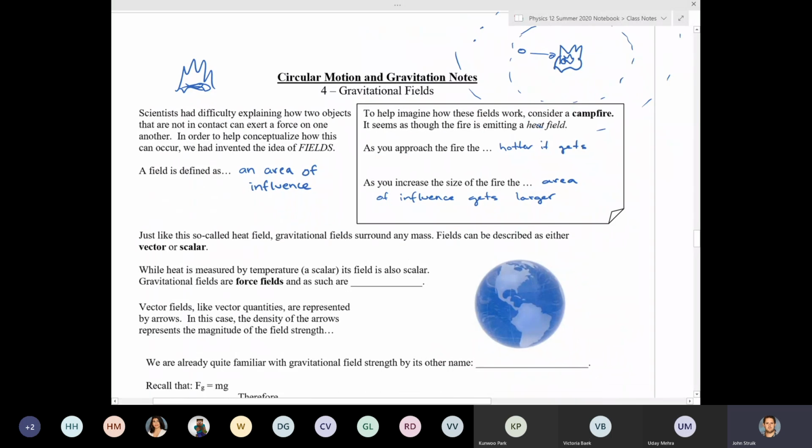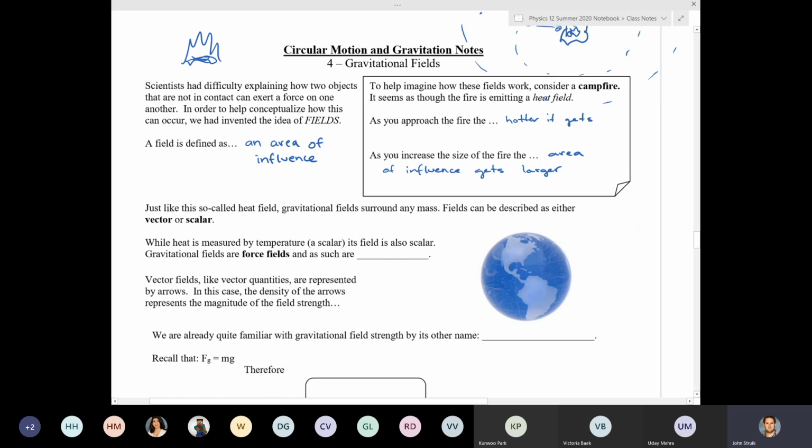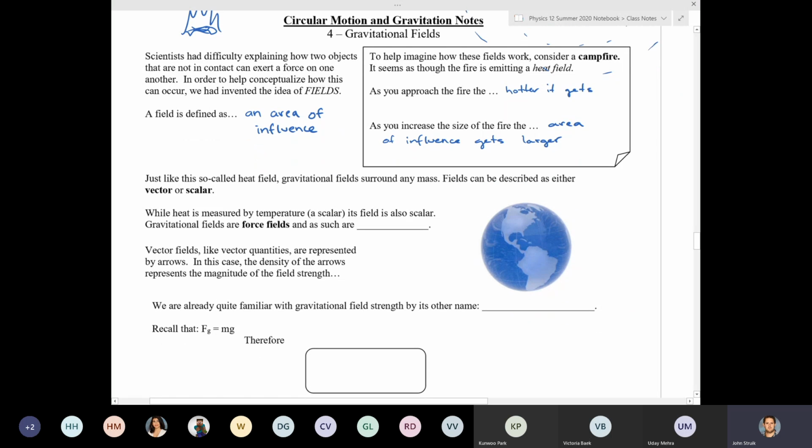Okay, now for the reason why I'm talking about a campfire is because gravity is an area of influence. Just like this field of heat, we have a gravitational field that surrounds any mass. Fields can be described as either vector or scalar. If you were talking about heat, you would talk about scalar. If you're talking about gravity, you would talk about a vector because it's directional. So heat, measured in temperature, is a scalar field. Gravitational fields are also force fields, and as such are vectors.